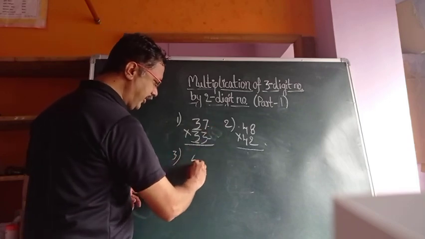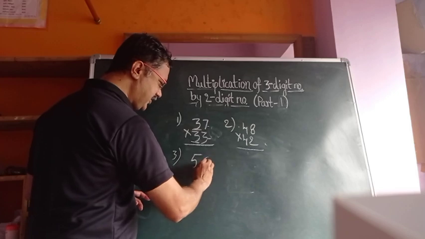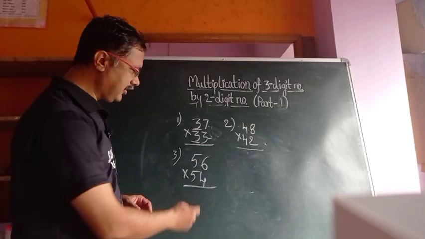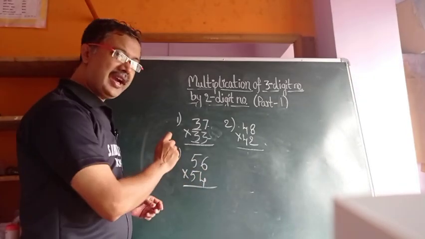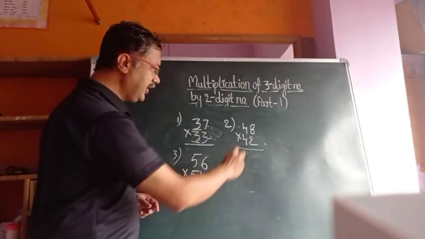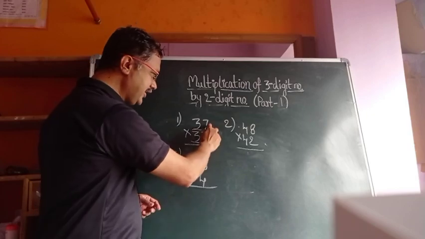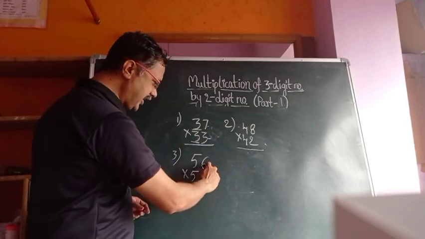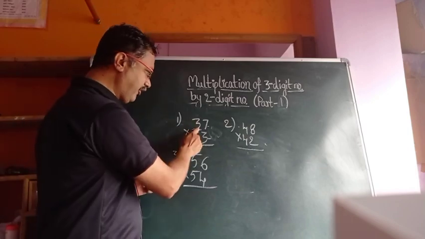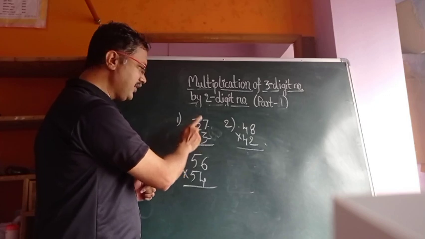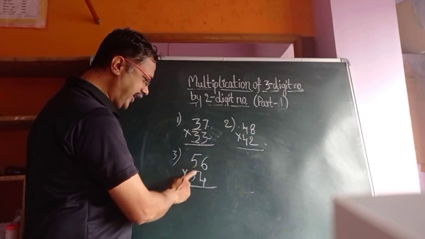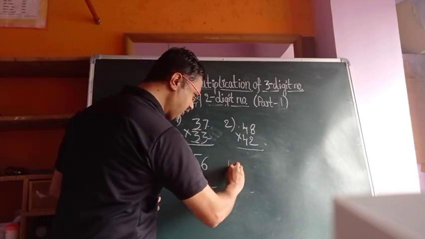For example, 56 into 54. Here also see here, 6 plus 4, if you add these numbers in ones place, it becomes a 10. Here also 8 plus 2, 10, 7 plus 3, 10, 6 plus 4, 10, and in tens place, if you look at the tens place, 3 3, 4 4, 5 5. Another few examples I'll take.